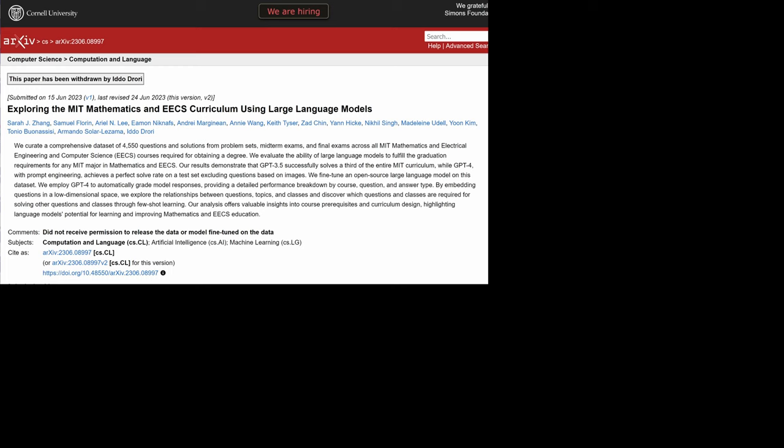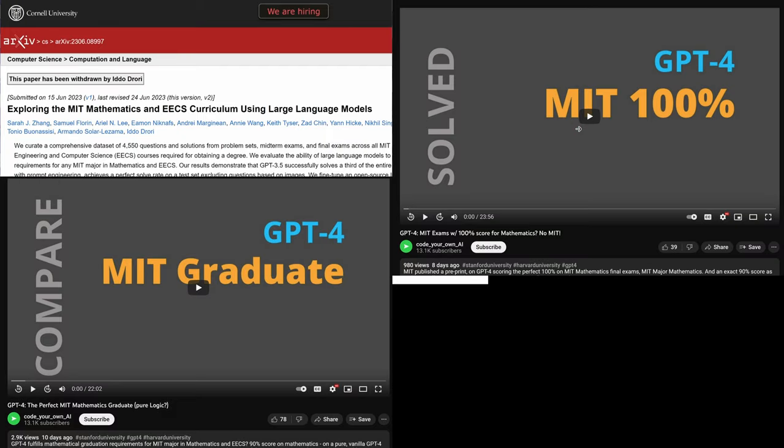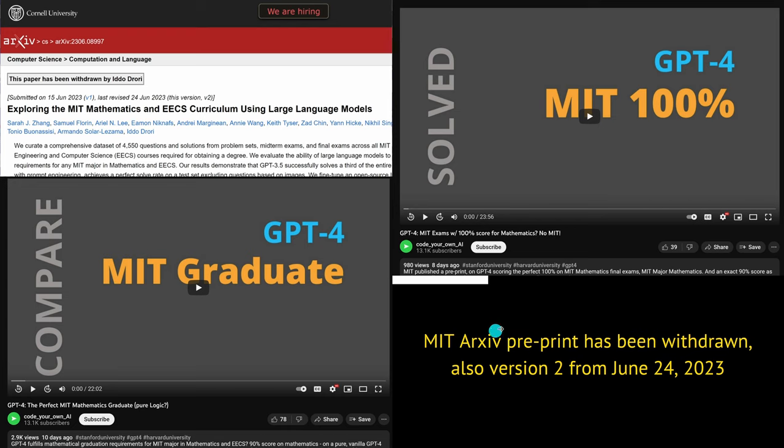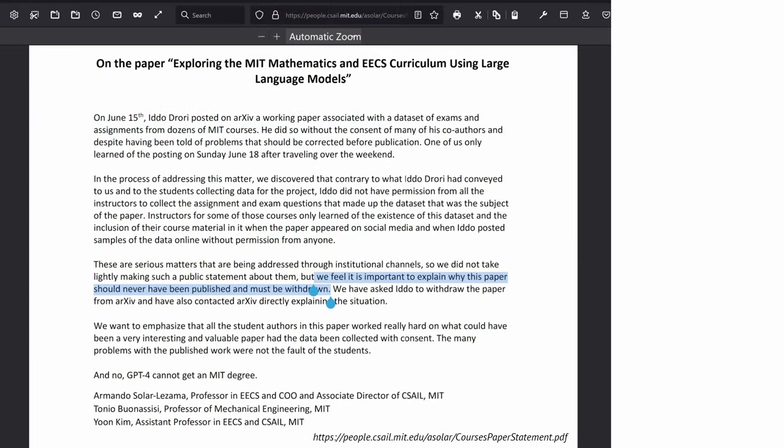Just a very short introduction. You know, there was this paper by MIT about MIT mathematics using GPT-4. I did two videos on this particular topic, and I noticed today that this paper has been withdrawn from the arXiv server. So the MIT arXiv preprint has been withdrawn, also the version 2 from June 24, 2023, officially by the MIT. And I found this interesting documentation.